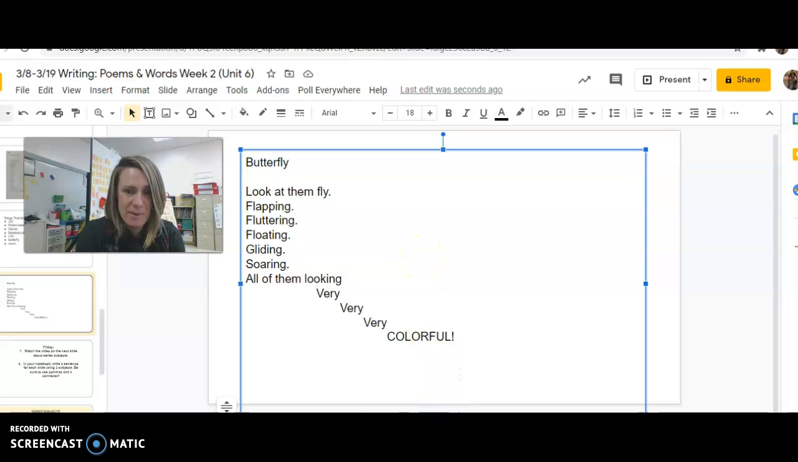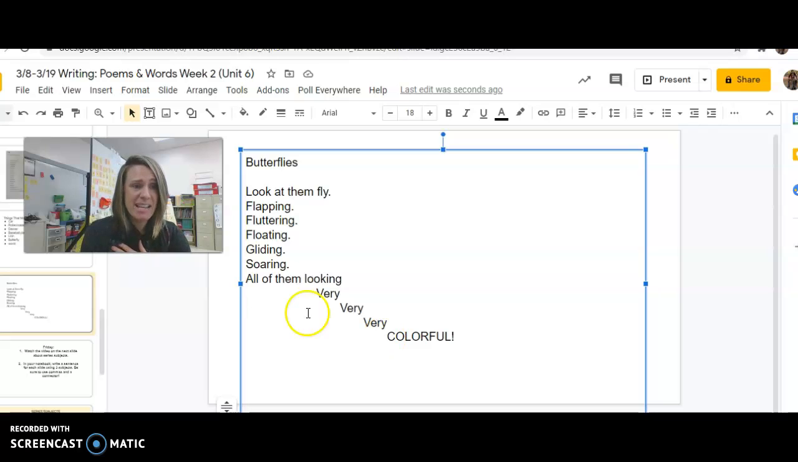What do you think of our poem, my friends? Let's read it. Butterfly. And we're writing about more than one butterfly, so let's change it to butterflies. Butterflies. Look at them fly, flapping, fluttering, floating, gliding, soaring. All of them looking very, very, very colorful. I think it sounds nice.